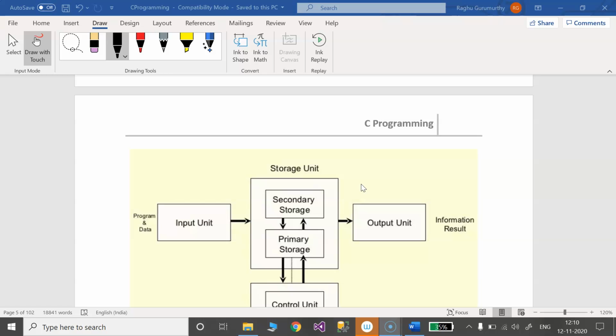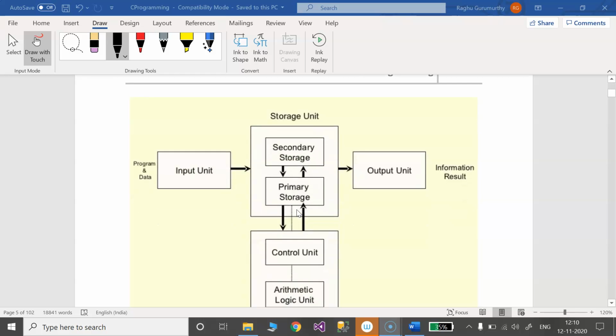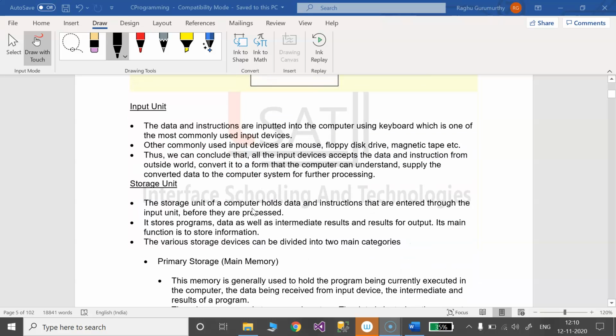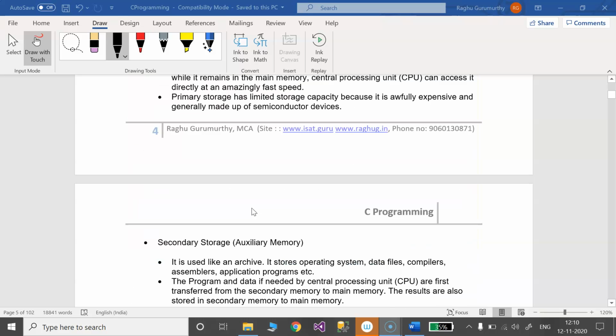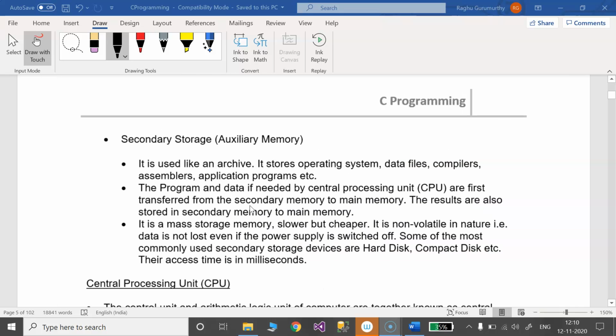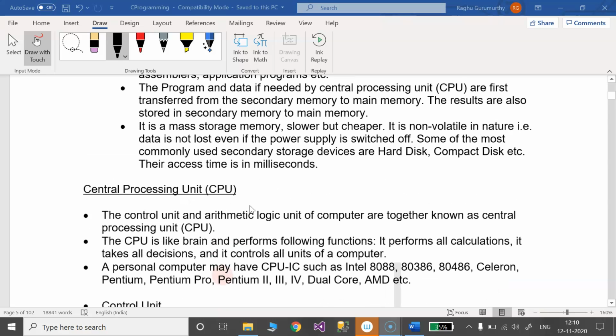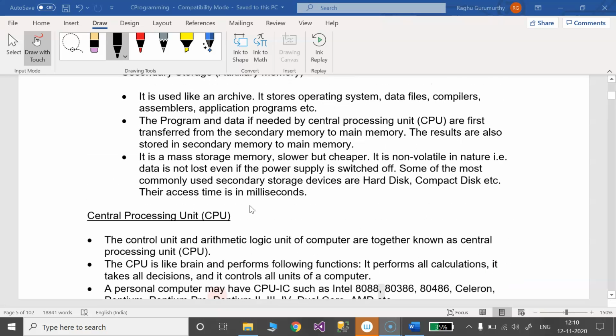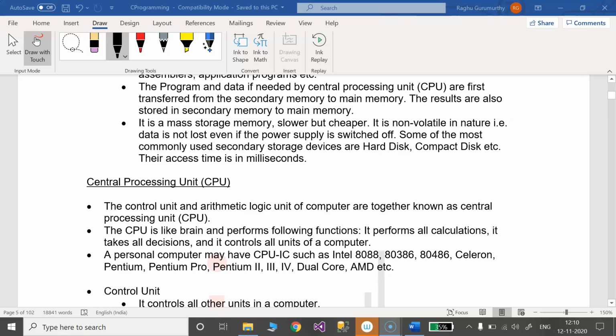So here we learnt about the block diagram of computer earlier, and we went through the different units of the block diagram of computer. I mean to say input unit, storage unit, as well as output unit, and we discussed input unit as well as storage unit. So later we need to discuss the CPU, that is nothing but the central processing unit. See what actually the central processing unit is going to do. That is what we need to learn here.